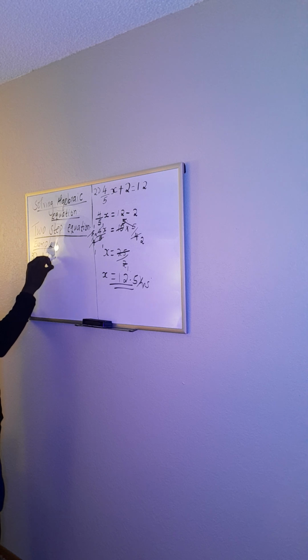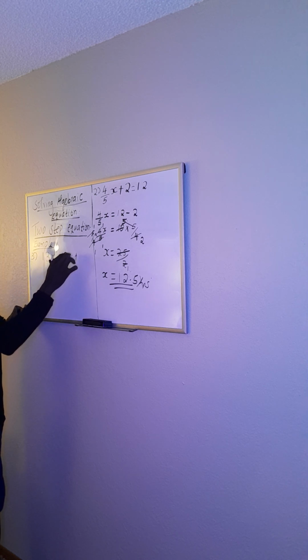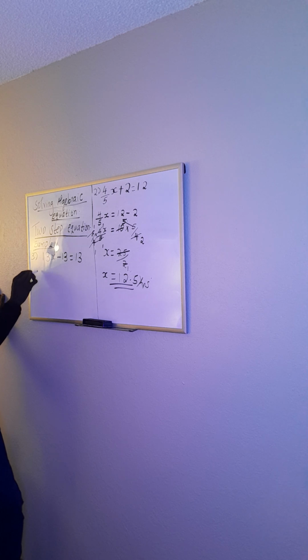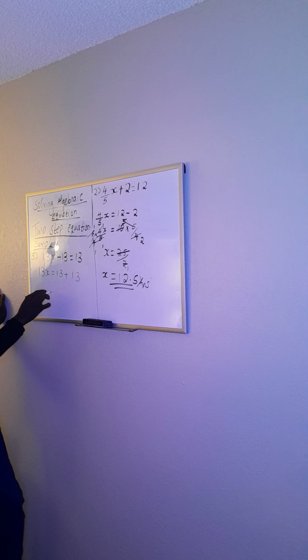Let's say I have 13x take away 13 is equal to 13. Let's say that is our case scenario, or what we have at hand. So we are supposed to solve this question. So the first step is collecting like terms. So I have 13x is equal to 13 plus 13. Since this 13 is negative, I add it, 26 is equal to 13x.